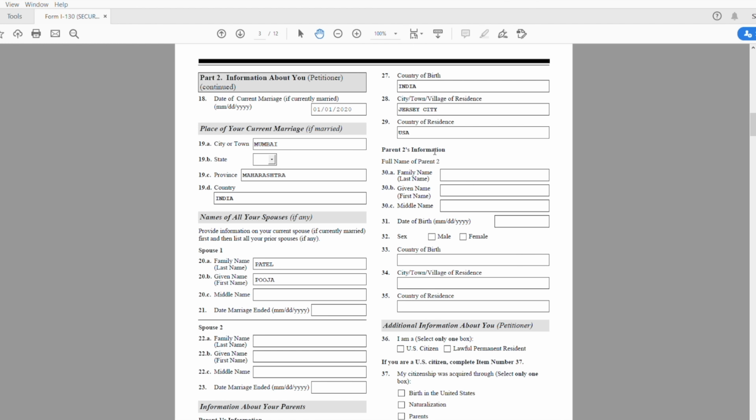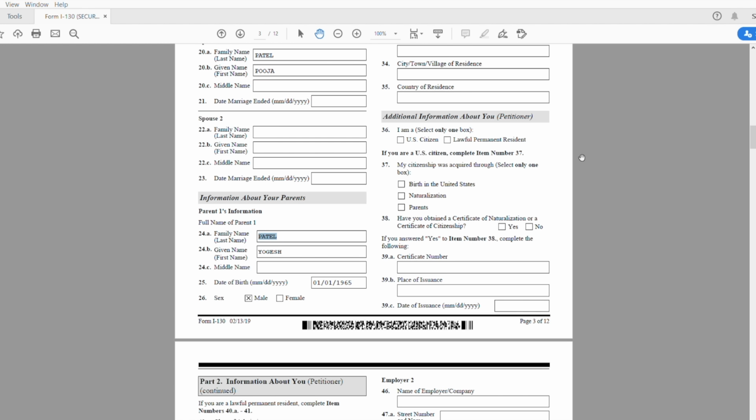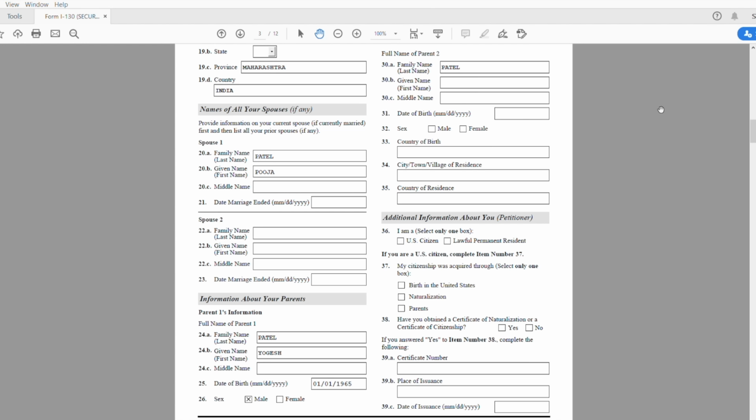Parent 2's information. Here in 30A, you would indicate the second parent's information. So in this case, it would be Mr. Patel's mother's information. Patel. Again, no middle name for her. Date of birth. Her gender. Country of birth. And where she currently lives.